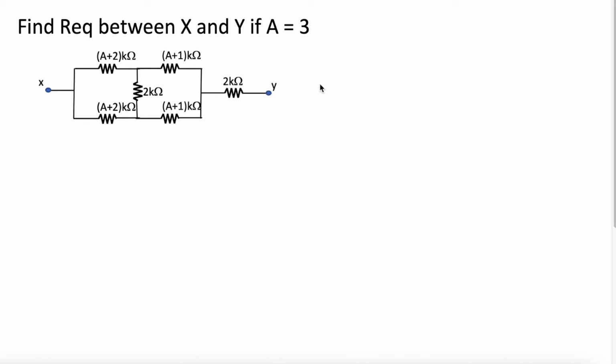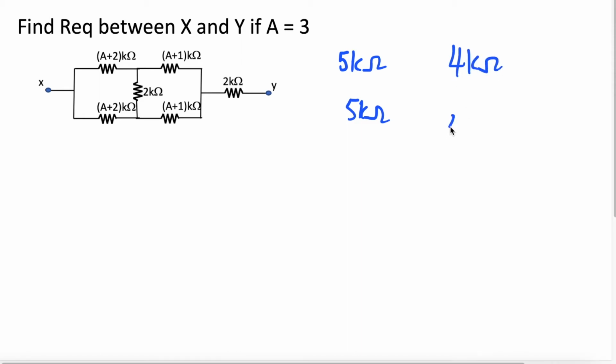So if we have 3 plus 2, we know it's actually 5 kilo ohms on the top, right? We get 5 kilo ohms at the bottom. And then we have 3 plus 1 and 3 plus 1 because A is equal to 3. So we have 4 kilo ohms respectively on the top and bottom on the right side, right? So we have 5, 5, 2. And then we have 4, 4, 2 over here, right? So what can we do to find the equivalent resistance between X and Y?